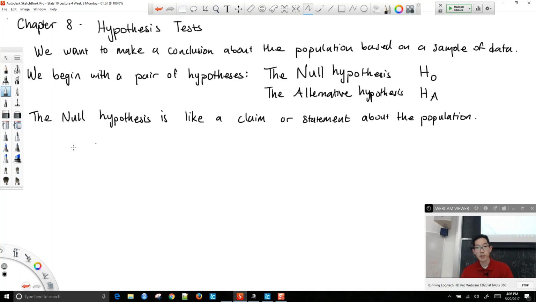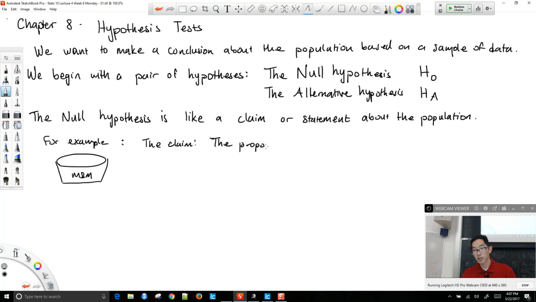Okay, so for example, we could have a bucket of candy again, full of M&Ms, and someone can come along and say, the claim in this case would be, the proportion of red candies or red pieces in the bucket is 19%, okay, proportion or percentage. So they're just saying in the population, this is the percentage or proportion that exists, okay?